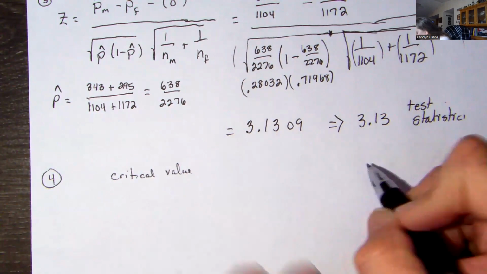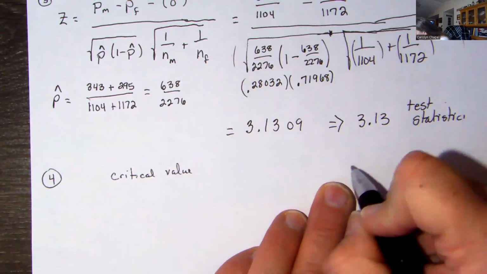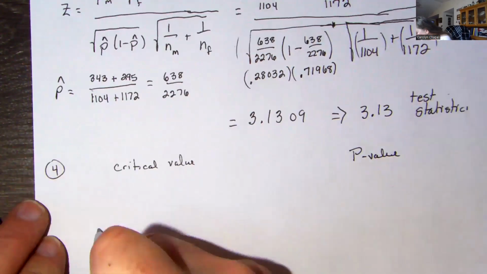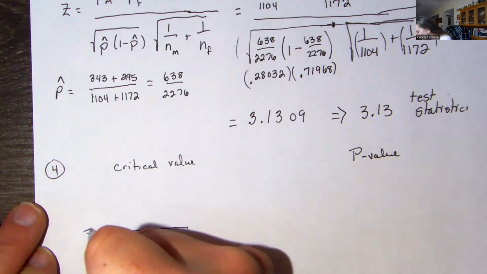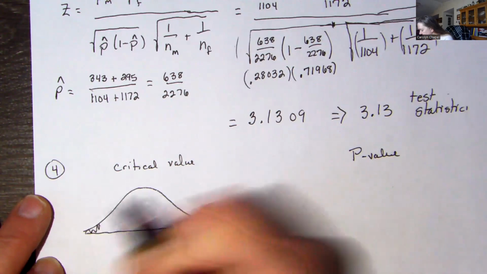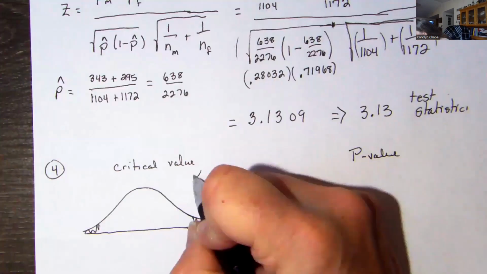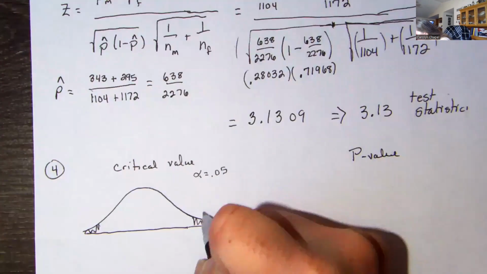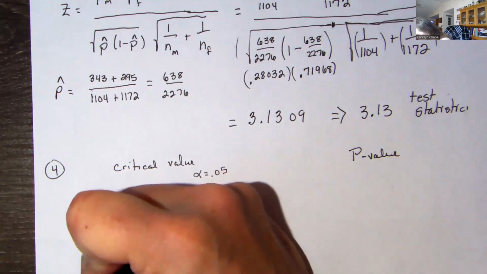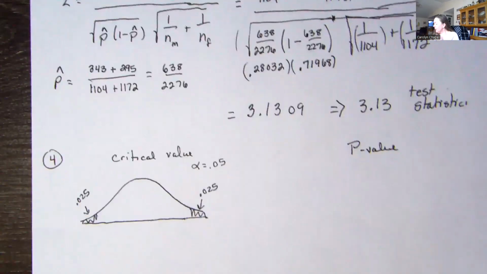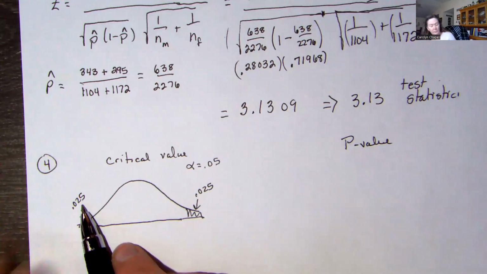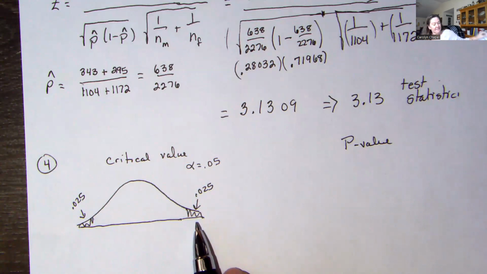And I'll also do the critical value. Remembering the critical value is associated with our alpha. Since we are doing not equals, we're going in 2 directions. So we are going to take that alpha, which is 0.05, and we split it into 2 pieces. So here's 0.025 and 0.025. So if we were using our Z table, we'd be looking for 0.025 or 0.975.